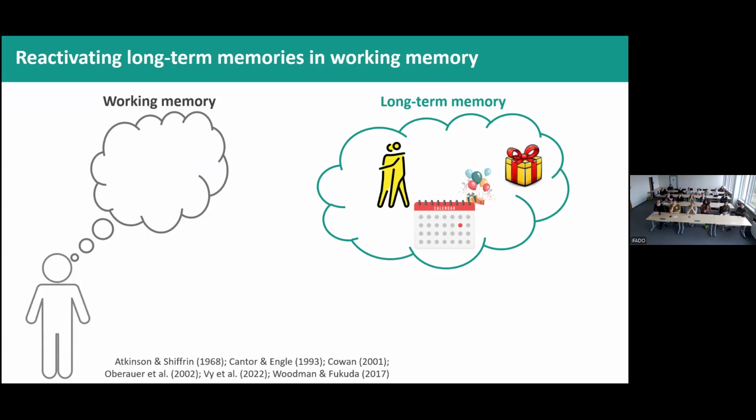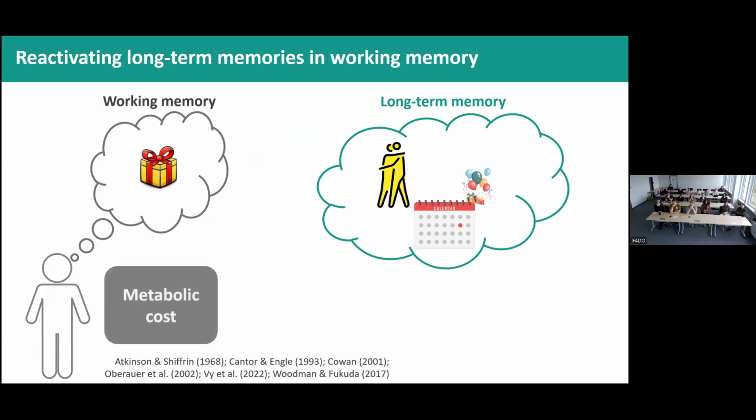Influential memory models suggest that whenever information from long-term memory is retrieved, it is reactivated in working memory. However, working memory is metabolically costly because it depends on extended, if not sustained, neural activity. And therefore, an energy-efficient memory system should minimize unnecessary reactivation of long-term memories in working memory.